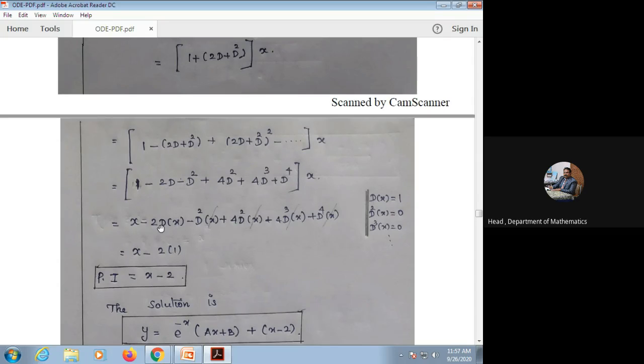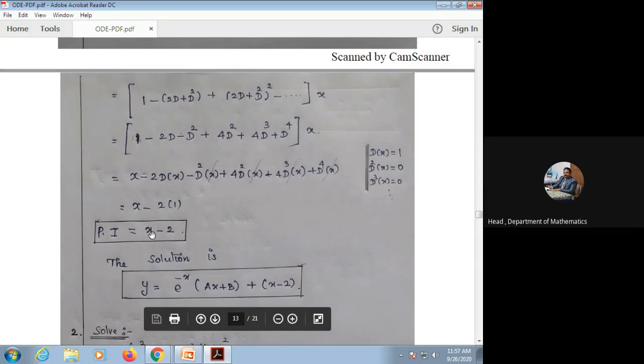Here D of x is the derivative of x, the first derivative of x, that is 1. D of x means the first derivative of x. This is the second derivative of x value. Therefore, x minus 2 into 1. Therefore, the particular integral value is x minus 2. In this way, we find the particular solution by using the binomial series expansion.